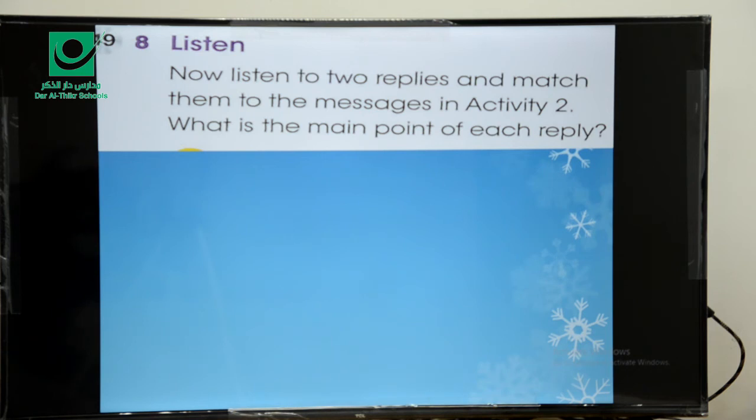Listen to two replies and match them to the messages in activity 2. What is the main point of each reply? So please listen to the two replies. You know, at the beginning of the lesson, we listened to 4 messages. Now I'm going to play 2 replies. So tell me, this reply goes to which message?